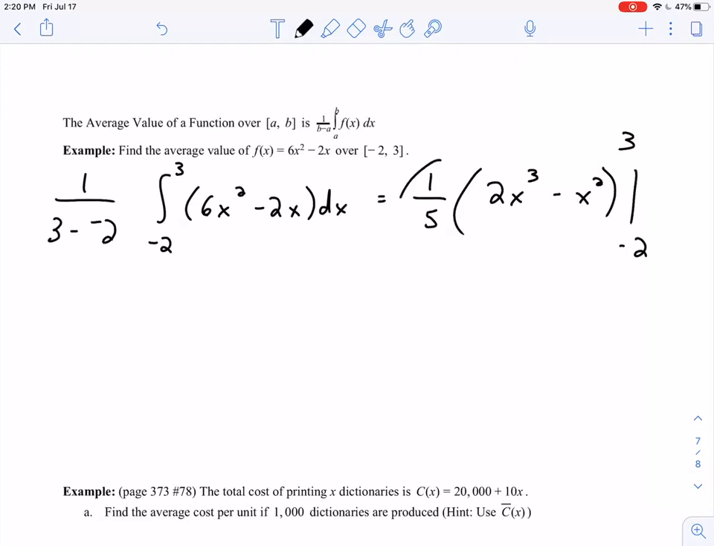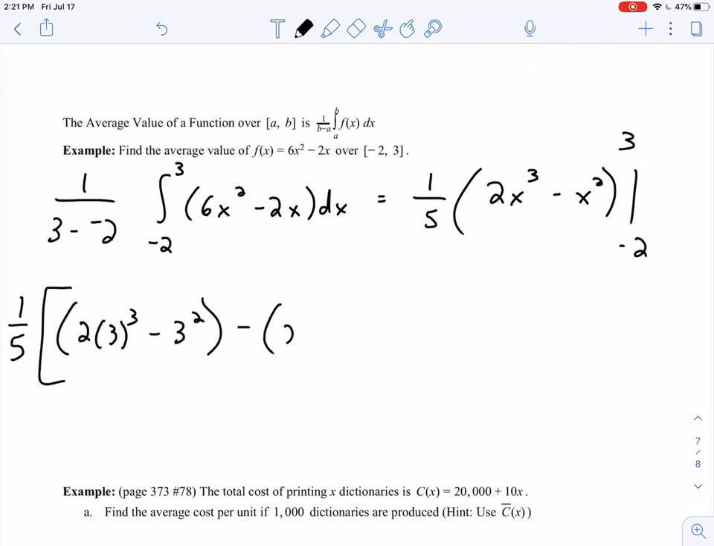It's up to you whether you want to multiply this 1/5. You could actually distribute it here if you really wanted to. You could multiply both terms, the f of 3 and the f of -2, by 1/5, or you could just multiply the result by 1/5. It's up to you. I'm going to leave this out. I'm going to say here's 1/5, and I'm going to start by evaluating this at 3. So this will be 2 times 3 to the third minus 3 squared minus 2 times -2 to the third power minus -2 squared. And I'm just trying to evaluate this result.